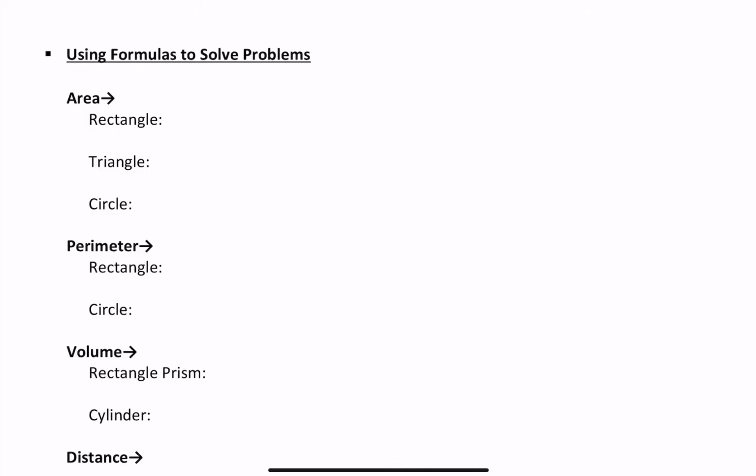So you're also going to have some word problems that use some common formulas. So let's just review some of those formulas. You are expected to know these. For area of a rectangle, area is length times width. For a triangle, it's 1/2 base times height, or you might have seen it as base times height divided by 2. They're the same thing. Area of a circle is pi r squared.